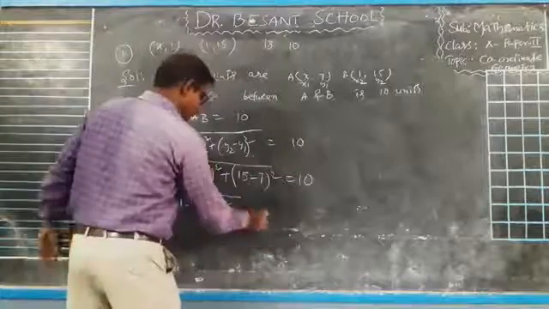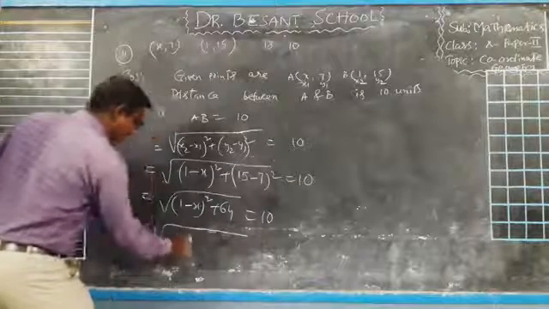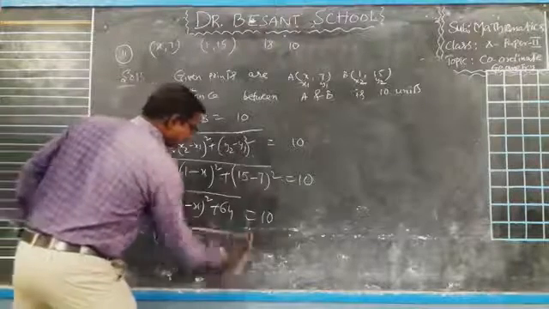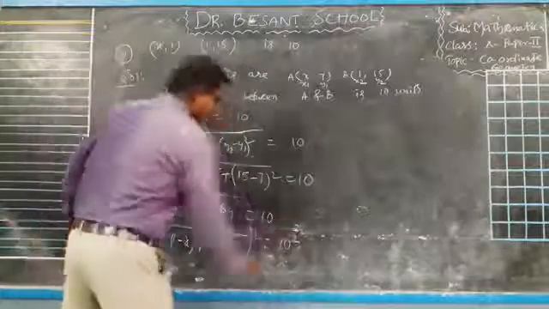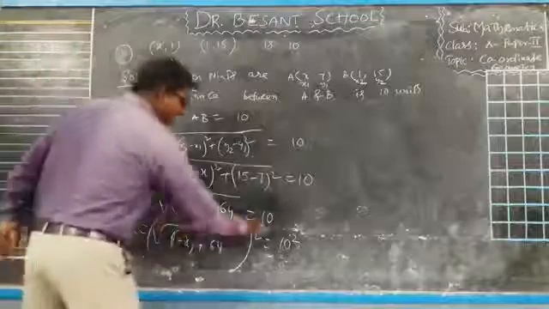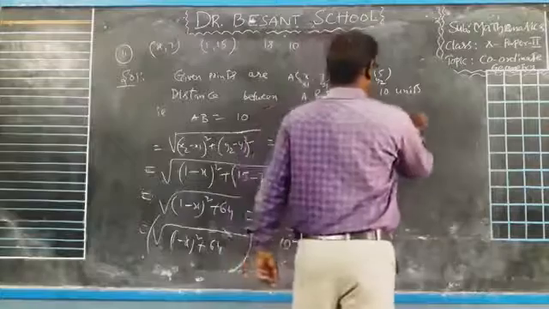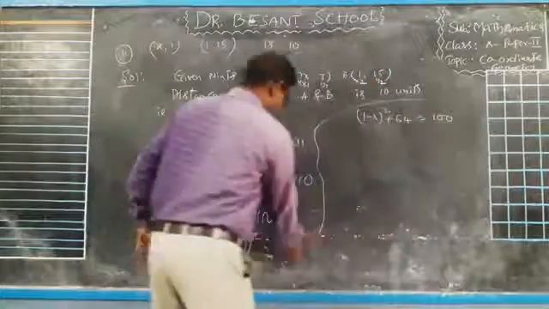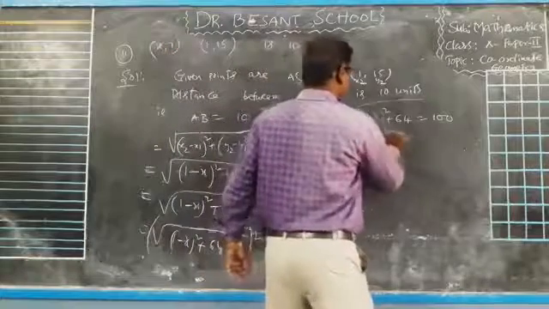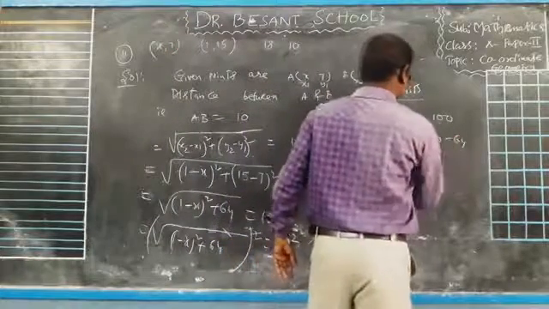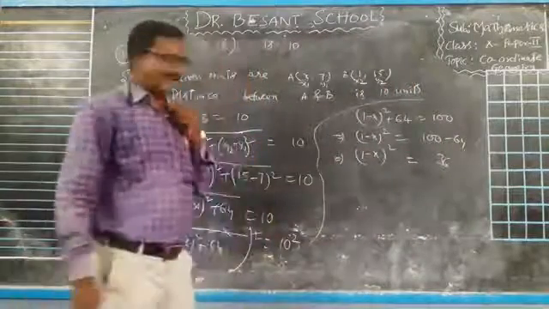That is equal to 10. By squaring on both sides to eliminate the square root, root over (1 minus x) whole square plus 64, whole root, equal to 10 square. Then square and root will be cancelled. So we have (1 minus x) whole square plus 64 equal to, on the right side, 10 square is 100. Now observe children, (1 minus x) whole square equals 100 minus 64, which is 36. That is the value of (1 minus x) whole square.